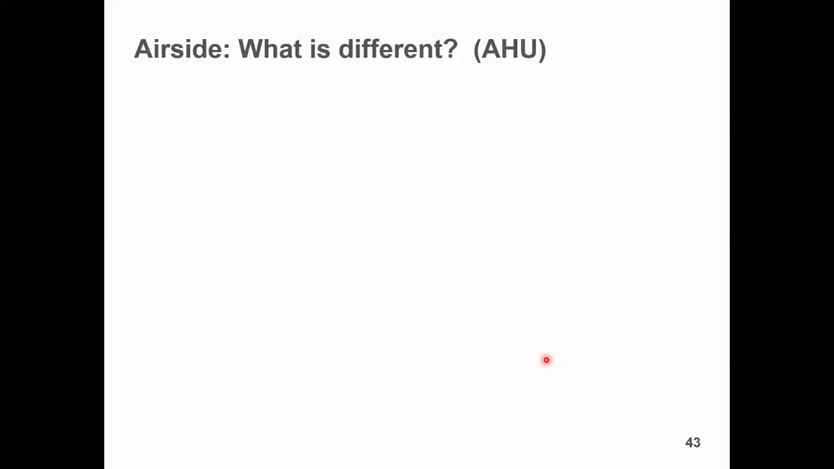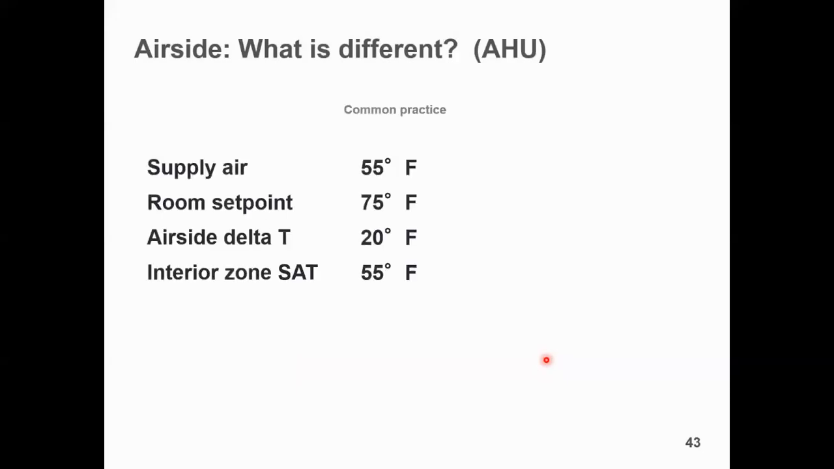Now we will see what is the effect on the air side as well with a similar kind of approach. So typical supply air temperature for a design, what we practice, is basically 55 degree Fahrenheit and the room set point we keep around 75 degree Fahrenheit. So close to around 20 degree delta T.